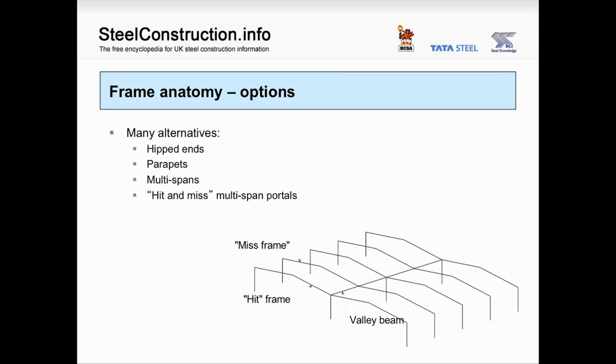Multiple spans are very common indeed, and within multiple spans the use of hit and miss frames is very common. In a miss frame, the intermediate column is omitted, and this provides a larger area of column free space and gives more flexibility to the end user of the structure. The loads from the miss frame are carried to the hit frames via a valley beam. It would be common to provide a hit frame every other frame or maybe every third frame, and both of these would require a substantial valley beam.